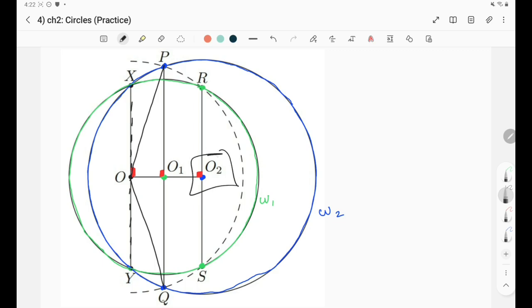The reason actually is simple. You have point O2 is the center for the blue circle. P and Q are on the blue circle. So if you take from O2 perpendicular to line PQ, you're going to end up with O1 being the midpoint of PQ. So that just means that this thing is the perpendicular bisector. The same thing goes here.